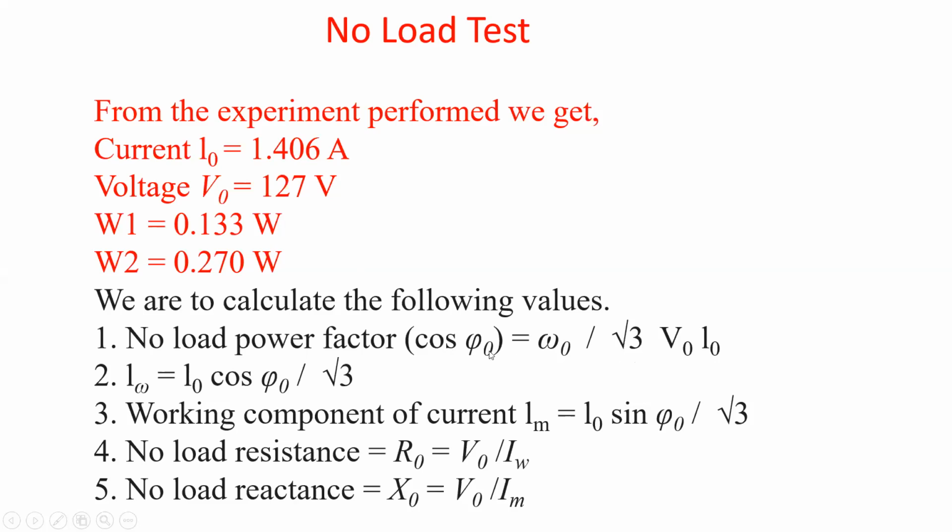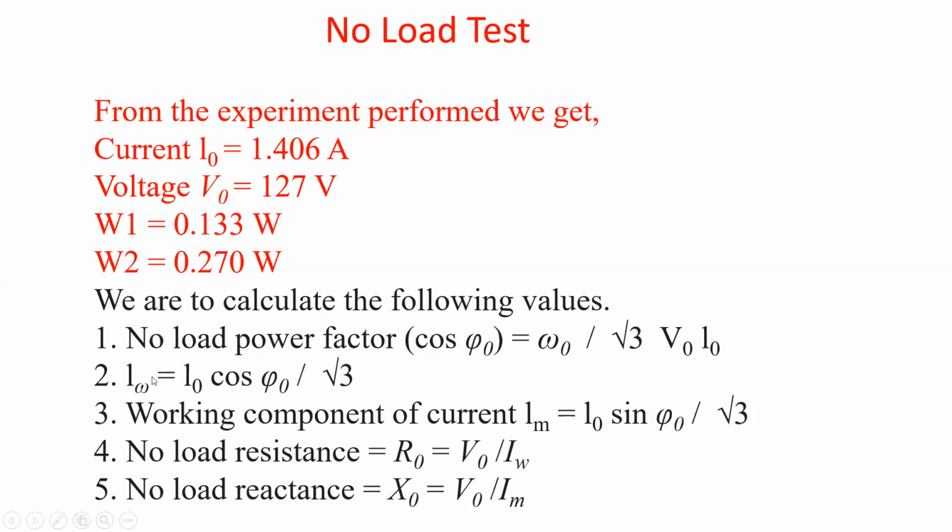If you want the value of θ0, then you take cos inverse of this and you will get the value of θ0. Then IW: if you want to calculate IW, it is given as I0 cos θ0. The cos θ0 value you have already calculated from the no load power factor, and I0 is 1.406. So from this you can get the values.